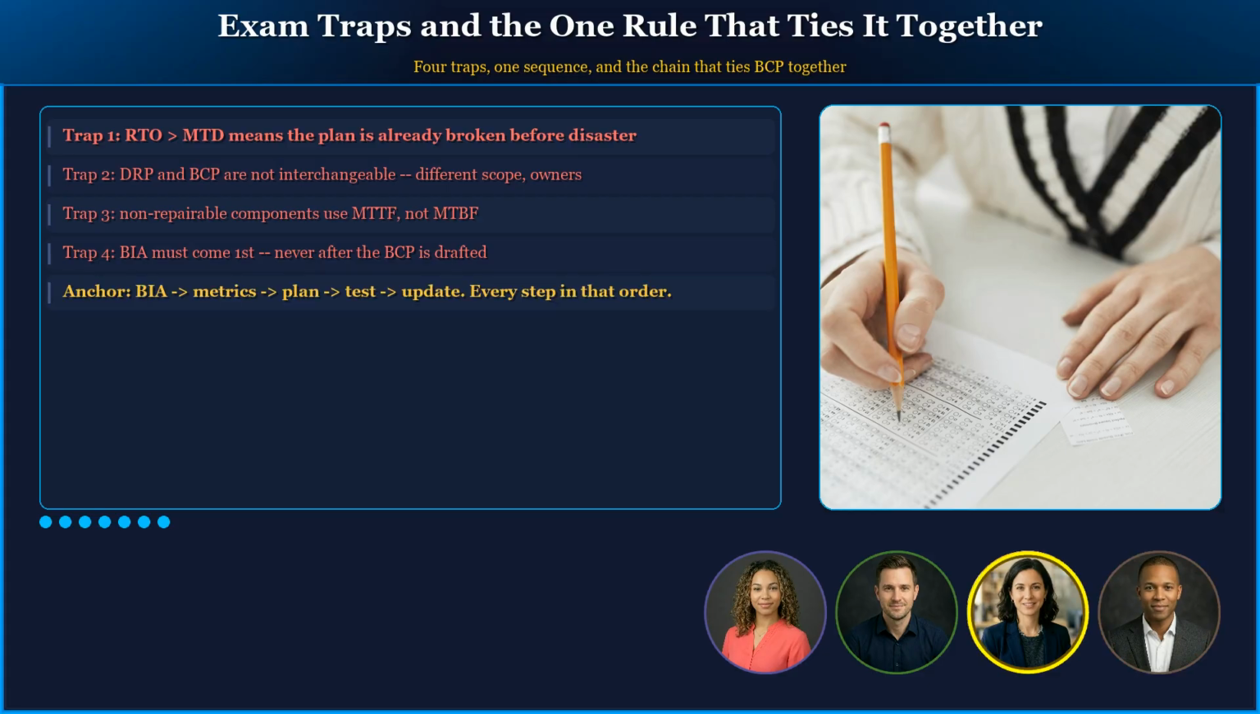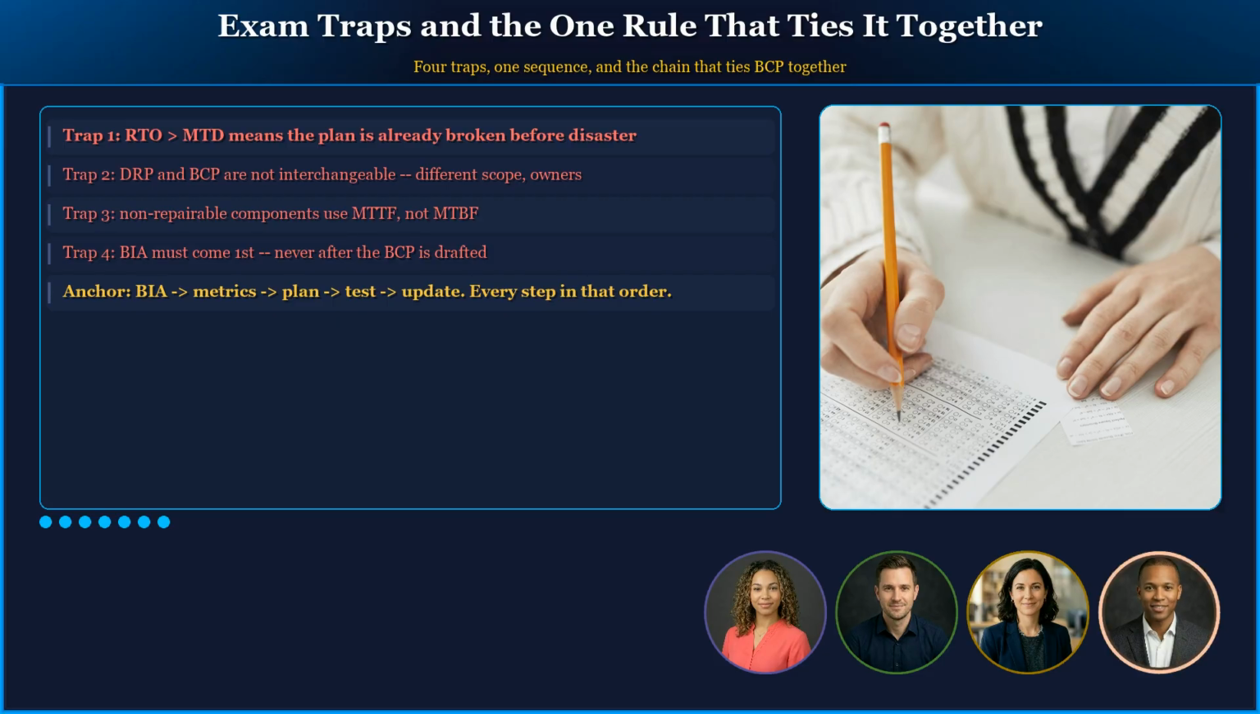Trap 4 tests process sequencing. A question may describe an organization that drafted its business continuity plan and then conducted a business impact analysis to validate it. That sequence is backwards. The business impact analysis must be completed before any recovery targets are set.